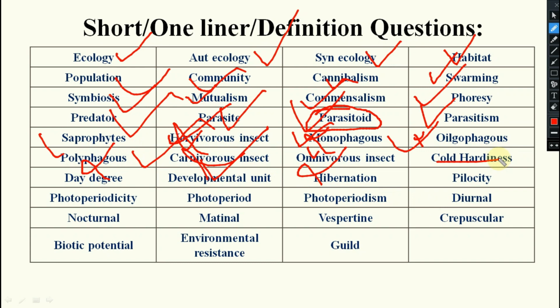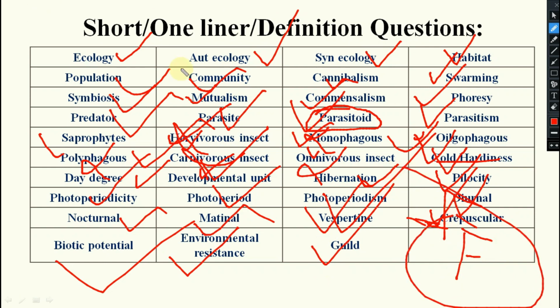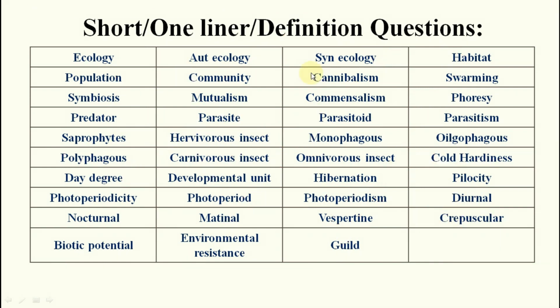Okay, cold hardiness, very important. It may be a 2-mark question also. Day degree, developmental unit, thermal constant, hibernation, estivation, pilosity, photoperiodicity, what is photoperiod, what is photoperiodism, diurnal, nocturnal, matinal, vespertine, crepuscular. These examples you need to remember. Biotic potential, environmental resistance, yield, food chain, food web. Yes or no? Those things also may come as one-liners. Okay, so these are some of the one-liner questions, 1 to 2 marks.